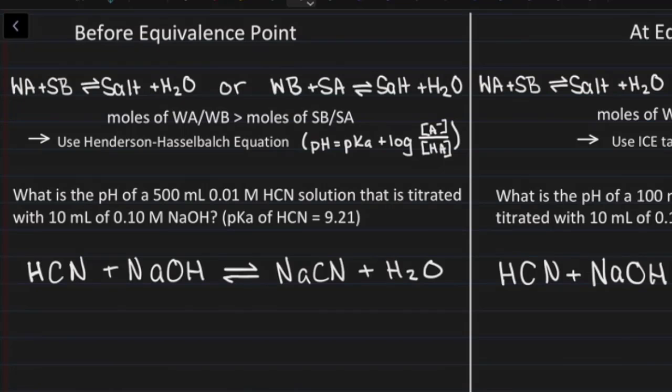So here's an example. What is the pH of a 500 milliliter 0.01 molar HCN solution that is titrated with 10 milliliters of 0.1 molar NaOH? For this, they give you a pKa of HCN equal to 9.21.